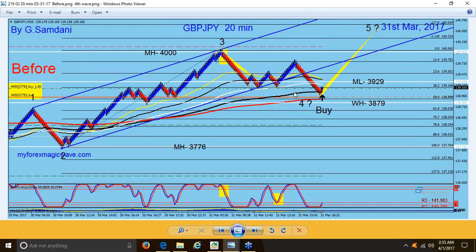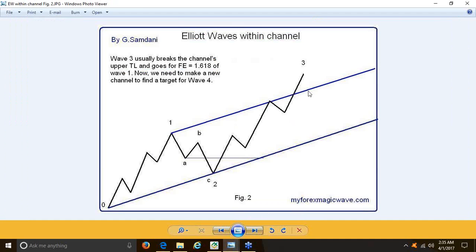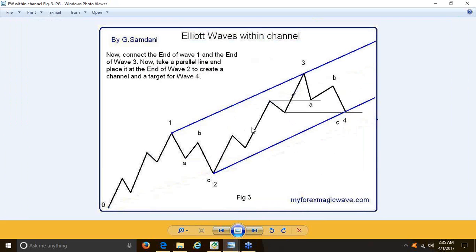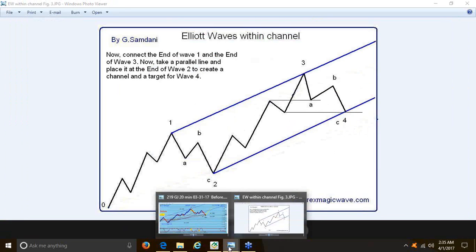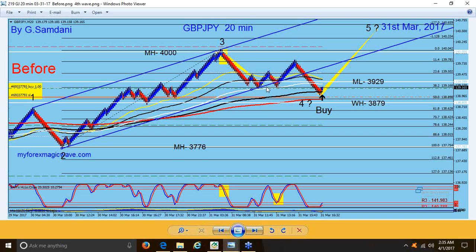Usually it comes out of the bottom TL of the channel. Let me show you how. See the wave 3? Now watch the wave 4. Wave 4 comes here, right? It's supposed to come here. Wave 4 is an ABC correction, just like that. And exactly that's what it did here. A, B, C, but it is outside the channel.